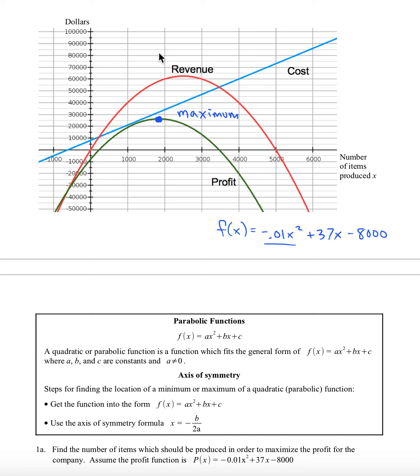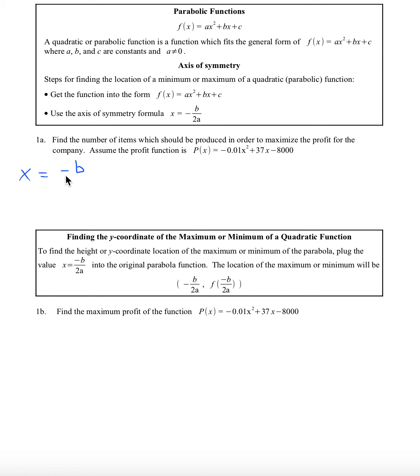Now we want to find out where that location is of that vertex. What x value does it happen? Because if the company can figure out the ideal number of items to produce, then they can get the highest profit that's possible if they do that. So let's look at the formula for axis of symmetry. The formula is x equals negative b over 2a, where a and b are constants that come from the formula of the quadratic itself.